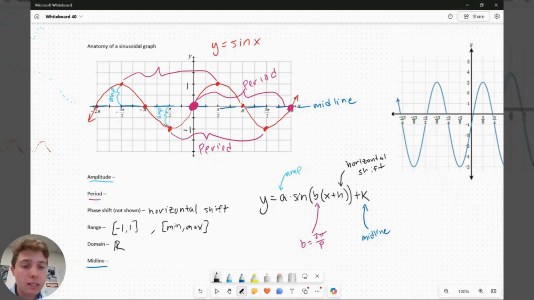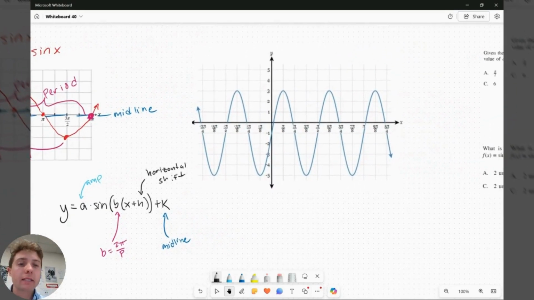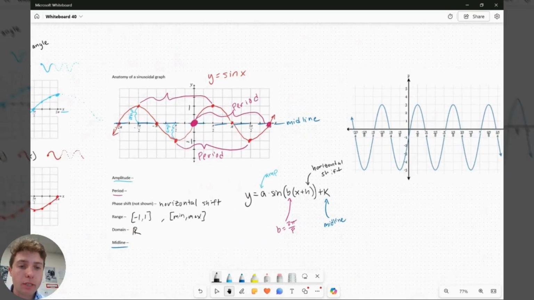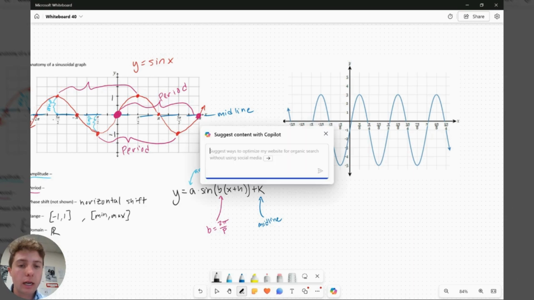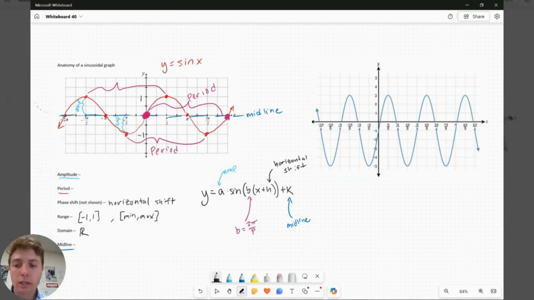So now using this form for the transformations, we can start to identify different information. For example, this next graph, I do want to identify each of those components. I need to know the period, the amplitude, the midline, the domain, and range. Amplitude, period, phase shift, we may or may not have one. In this case, we're not going to necessarily look at one. But I do need domain, I need range, and I want the midline.